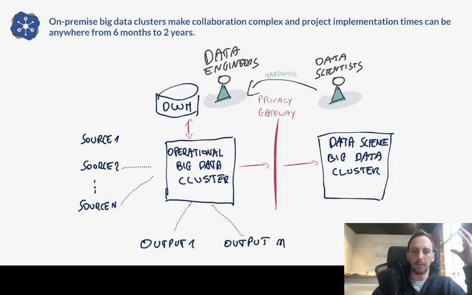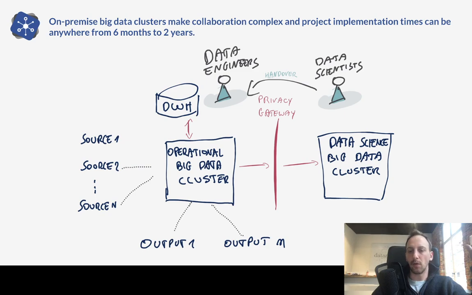We're going to talk about cloud providers later, but one example of such a Hadoop implementation that we've seen is this: imagine you have many data sources here and a very big operational big data cluster. This is a real life example that we worked with. That big data cluster interfaced with the data warehouse, and you had data engineers here maintaining and setting all of this up. It also provided several operational outputs to the rest of the organization.